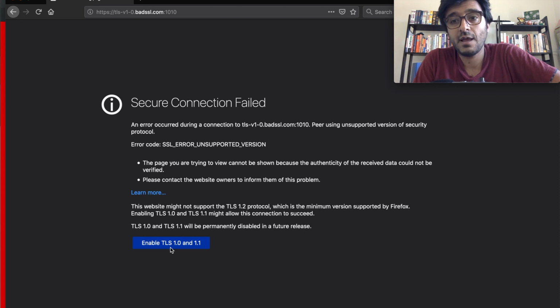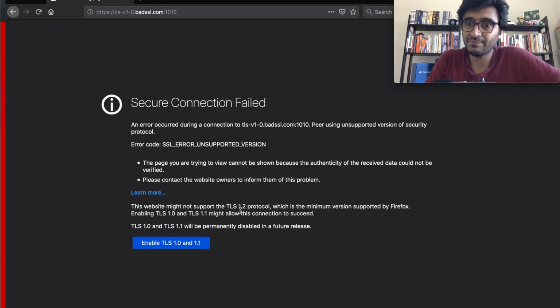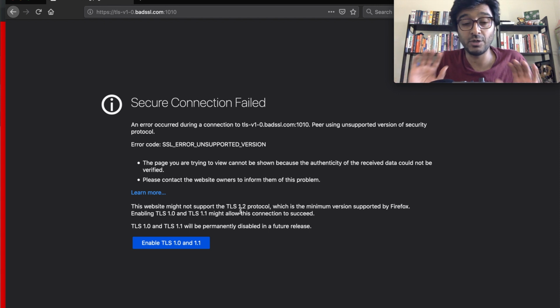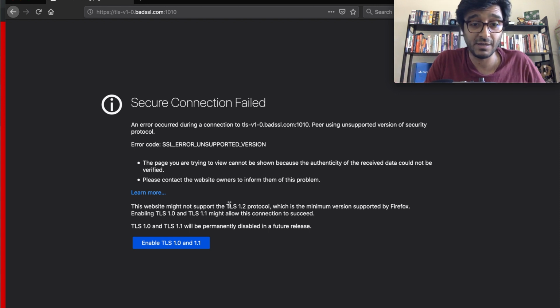In Firefox, I get this. It says, hey, unsupported version. But if you enable this, this is a global change, right? This is not per website, as far as I remember from when I last covered this last month. The moment you enable this, any website that is running TLS 1.0 or 1.1 will be accessible by you. So you might want to think twice before you actually enable that.